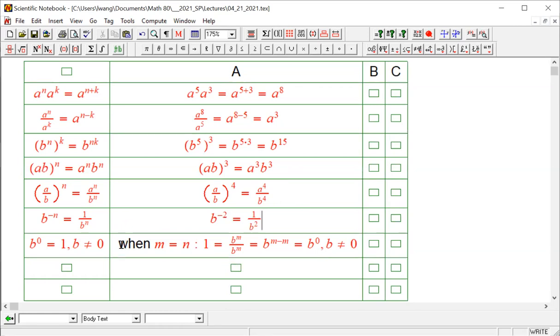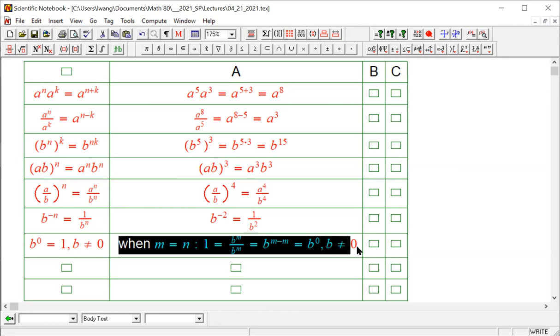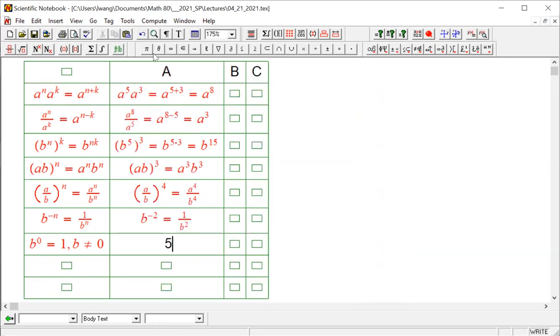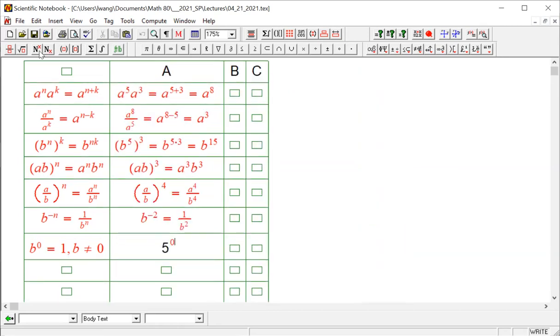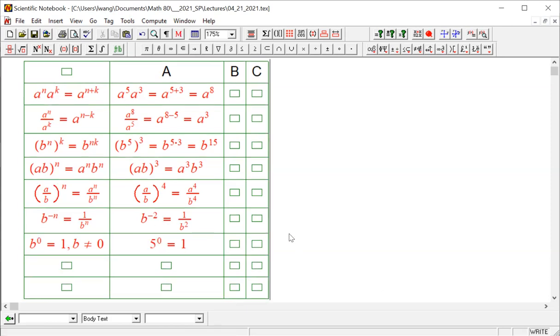And b to the power, so 5 to the power 0 is equal to 1. Okay, so that would be consistent with column A. So these are the examples, and these are, of course, the formulas we have recognized.